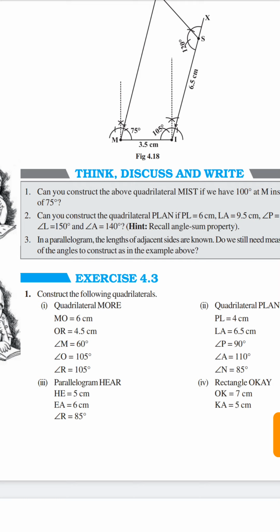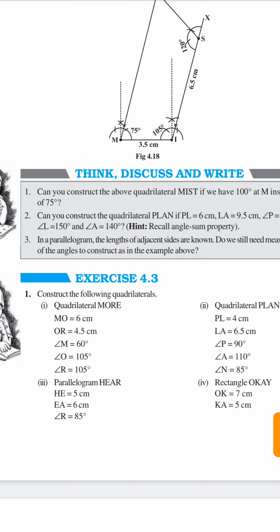So first we draw a line segment MO 6 centimeter. From M we draw angle 60 degrees and from O we draw angle 105 degrees. Now the length of OR is 4.5 centimeters. So if we draw angle O 105 degrees, we take length OR in it, that is 4.5 centimeter. At 4.5 centimeter R will be there, and from R we draw 105 degrees.